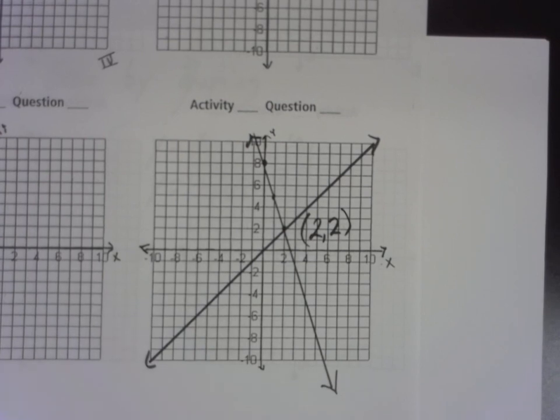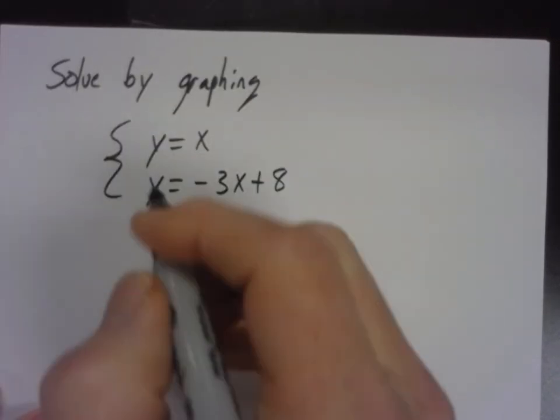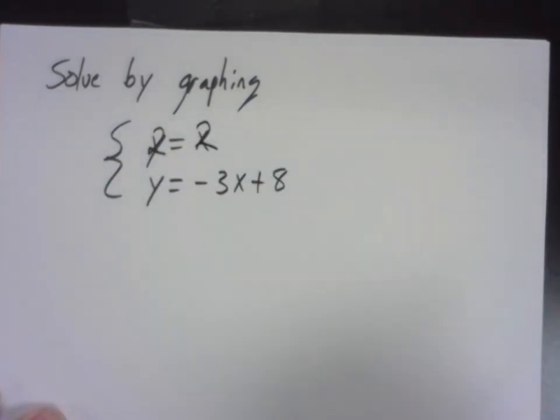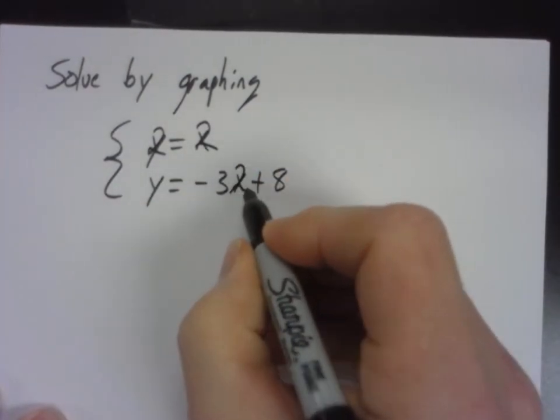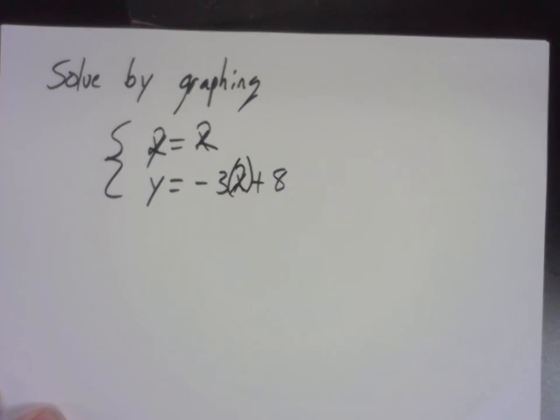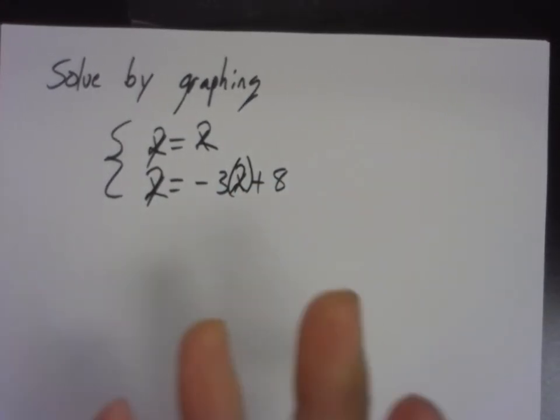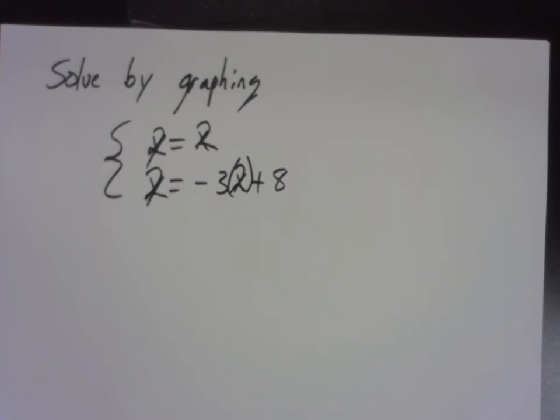Okay, so if we plug in, one more time, a 2 here and a 2 here, it works. If we put a 2 right there, negative 3 times 2 plus 8, it equals 2 also, doesn't it? So that's truly the solution to the system. Okay? So, what other kind of things are we going to run into?